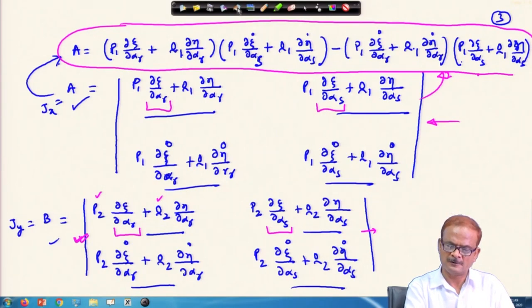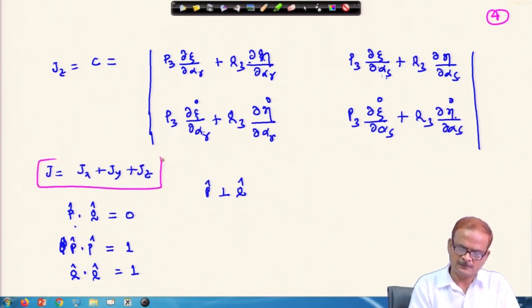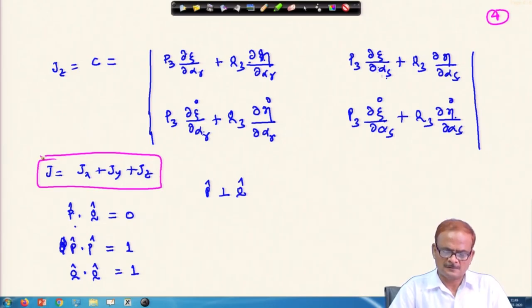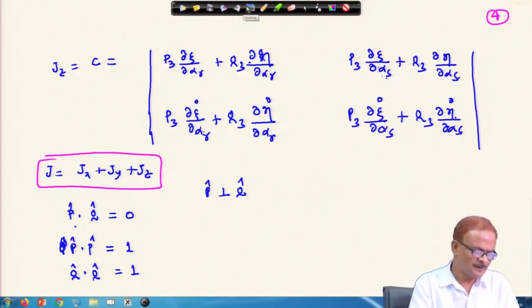So, once we add all of them, we get J. For getting J, we need to add all the three determinants. After adding them, we can reduce them to get the proper equation.